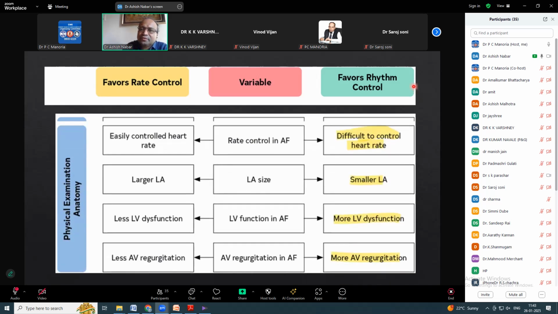Sometimes you may think that you have tried to do rate control first and the patient is still symptomatic or remains in heart failure. Then you want to switch to rhythm control. That's when you should use it. When you have a smaller LA, the chance of maintaining sinus rhythm is good. When you have a tachycardiomyopathy, which can lead to LV systolic dysfunction or, say, a mitral valve regurg, then these are the situations where rhythm control is to be preferred.